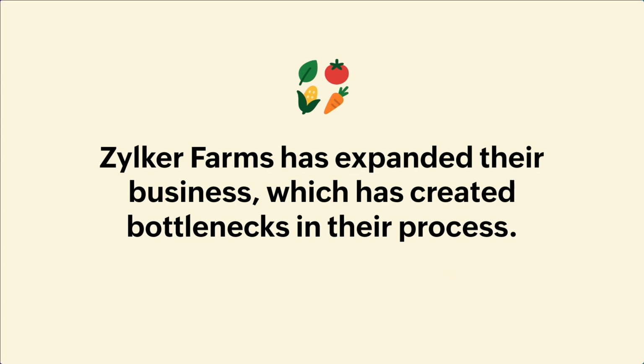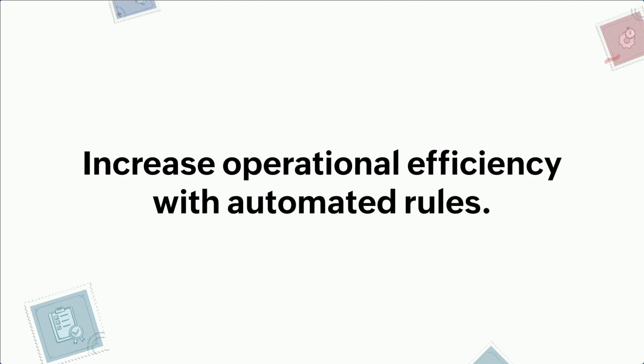They started using cadences, and they've reduced some of the manual processes, but as they have expanded their business, they're noticing that there's other bottlenecks that are being created by their expansion. Perhaps they started out in a single region of the area that they're in, and now they have 3 different regions. And so we're going to talk about how we can increase operational efficiency with automated rules.